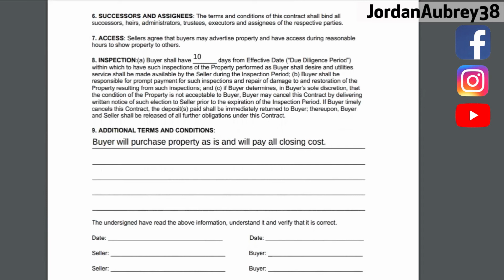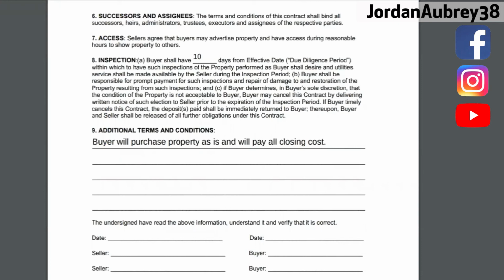Inspections, basically this is our option period where we're talking about the due diligence period. Buyer shall have 10 days from the effective date, the due diligence period, to have the inspection of the property performed. Utility service shall be made available to the buyer during the inspection period. So basically we've got to do our due diligence on this particular property. We have 10 days to do so. In these 10 days, if anything was to go wrong, we'll just pull out of the contract. We have rights to pull out of the contract.